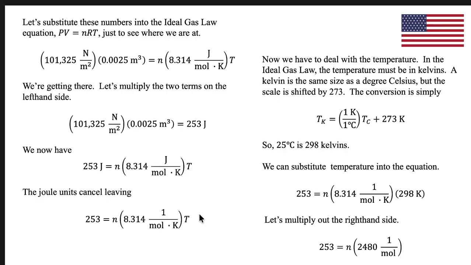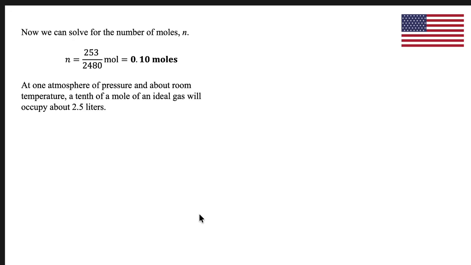So we have 253 is n times 2480, 1 over moles. We can solve for n. And the units are moles. And we can do the math. And it's 1/10 of a mole. So at 1 atmosphere of pressure and about room temperature, 1/10 of a mole of an ideal gas will occupy about 2.5 liters.